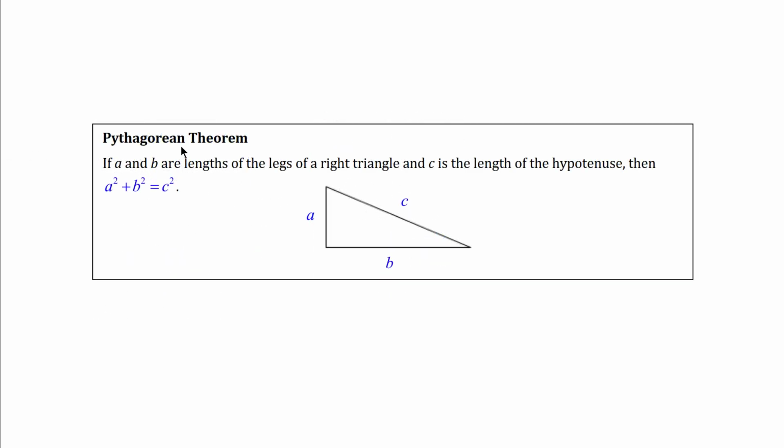Next, we have the Pythagorean Theorem. It states here that if a and b are the lengths of the legs of a right triangle and c is the length of the hypotenuse, then a squared plus b squared is equal to c squared. In the diagram below, we have a right triangle where we have a on the left side, b on the bottom, and c is the longest side opposite of the right angle. In the next example, I'm going to show you how we can apply the Pythagorean theorem.